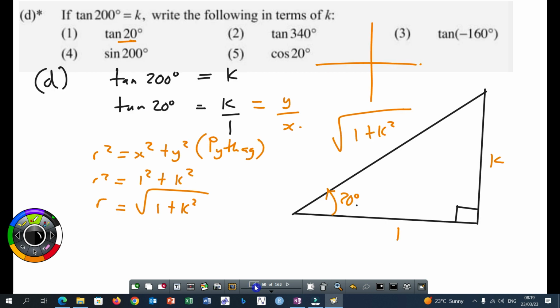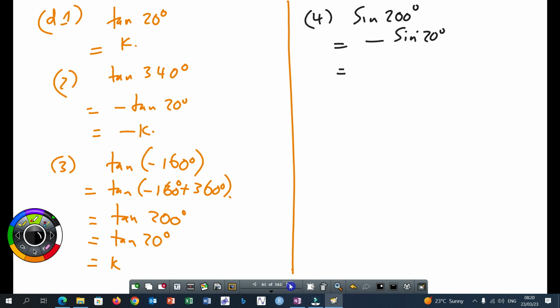Okay, now sine 20, this is our reference angle, that's the opposite side, this is the hypotenuse, so it's going to be negative k divided by the square root of 1 plus k squared. I hope you are following.